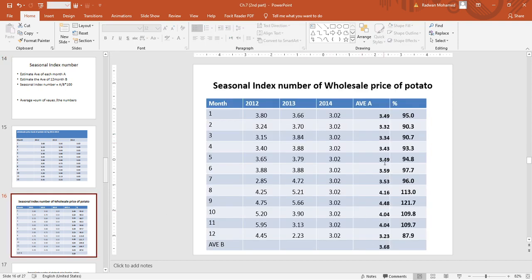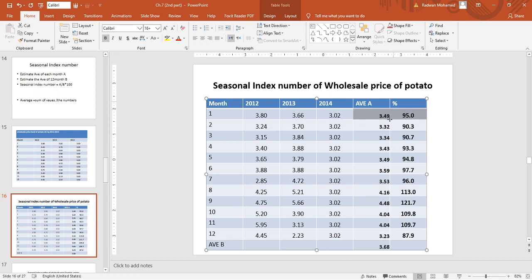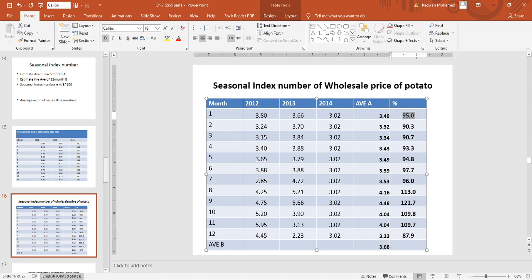So I have here the A's and I have the B. I want to calculate the percentage. How? I will do this 3.49 over 3.68 multiplied by 100. It will give me 95. Again, for February, I will do this, which is A 3.32 divided by 3.68 multiplied by 100. It will give me 90.3%. Again, for March, 3.34 divided by 3.68. It will give me 90.7, and so on until I finish the 12 months. So that is the seasonal index number.